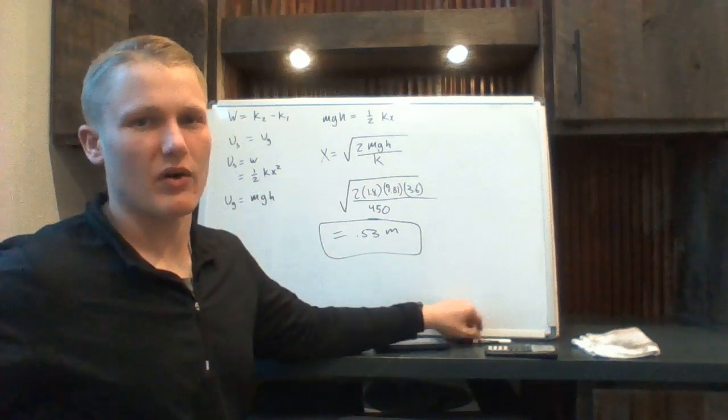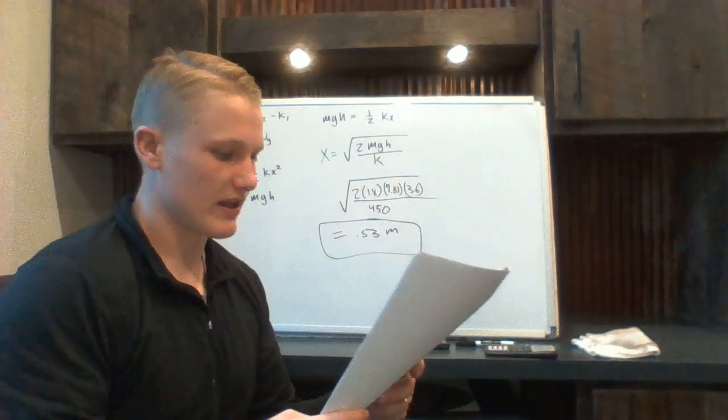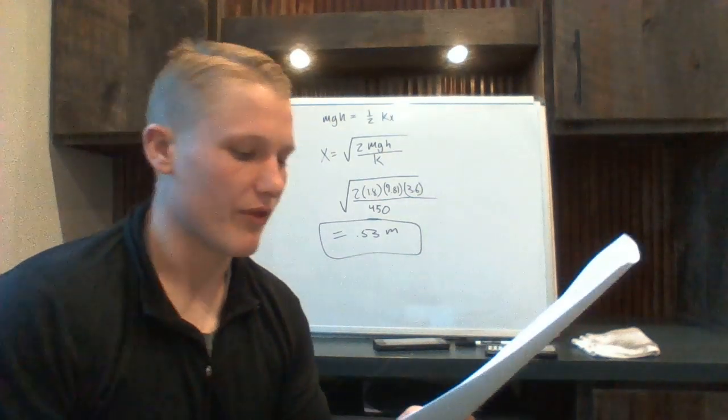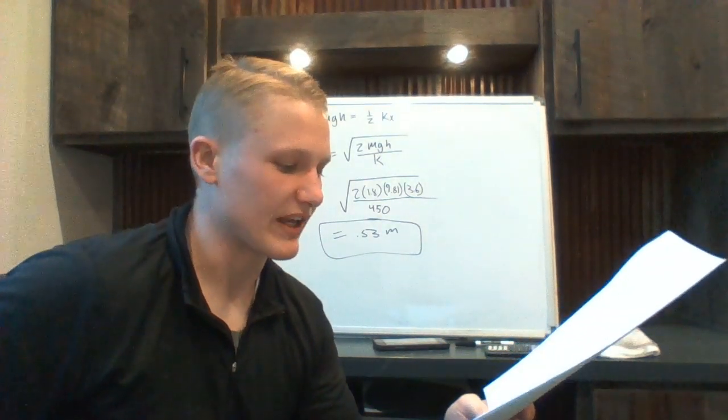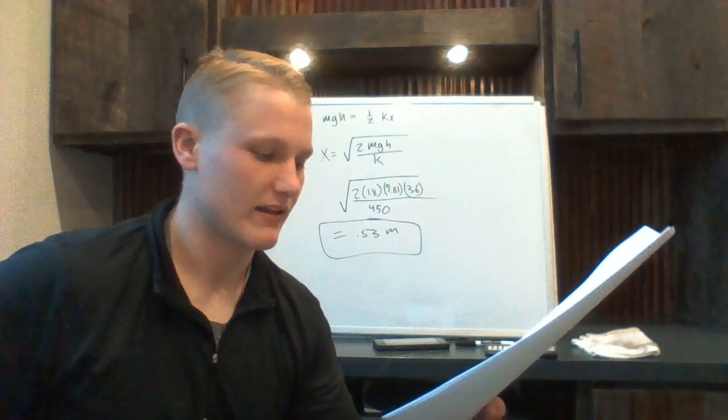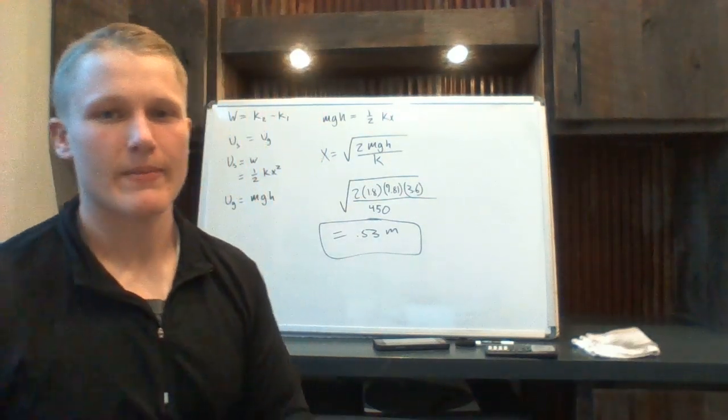Now there was a second part to this question. It says, the brick loses contact with the spring when the spring returns to its uncompressed length. Why is that?